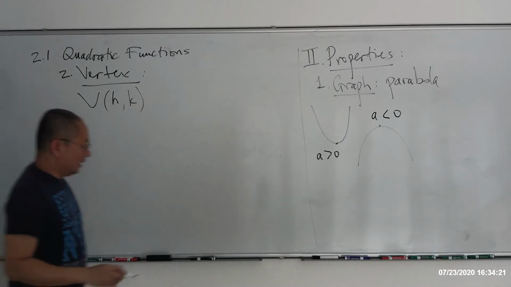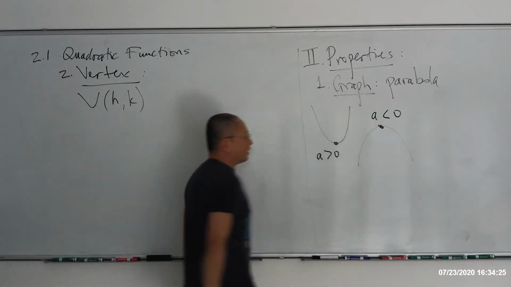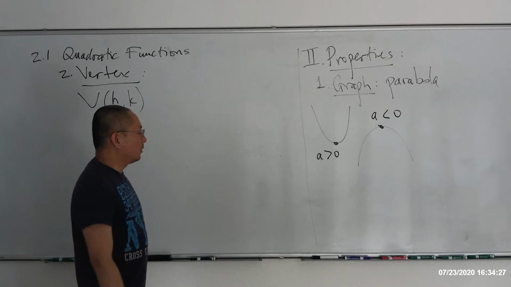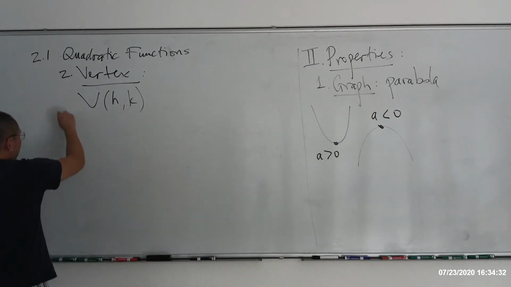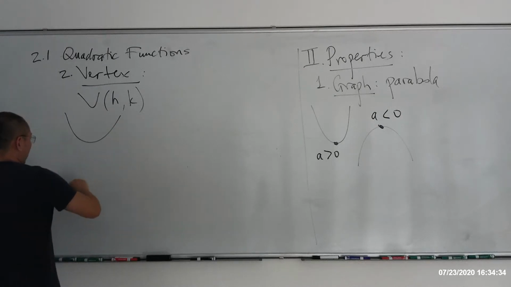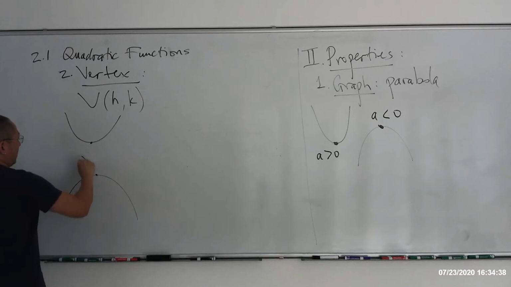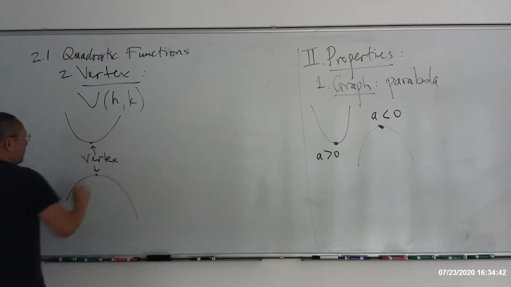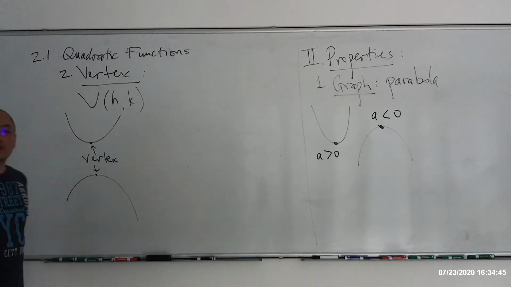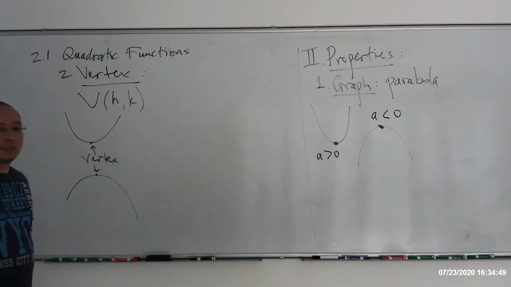Nothing is going to surprise you in here. The vertex is actually either the top or the bottom of the parabola, those special points that we've been talking about before. So let me rewrite it in here. We have a parabola upward or a parabola downward. Those 2 points are called the vertex. So if the parabola opens upward, the vertex is the lowest point. And if the parabola opens downward, then the vertex is the highest point on the parabola.